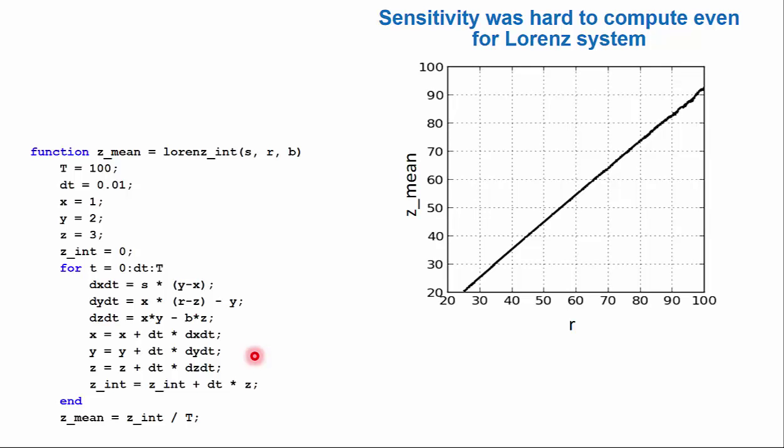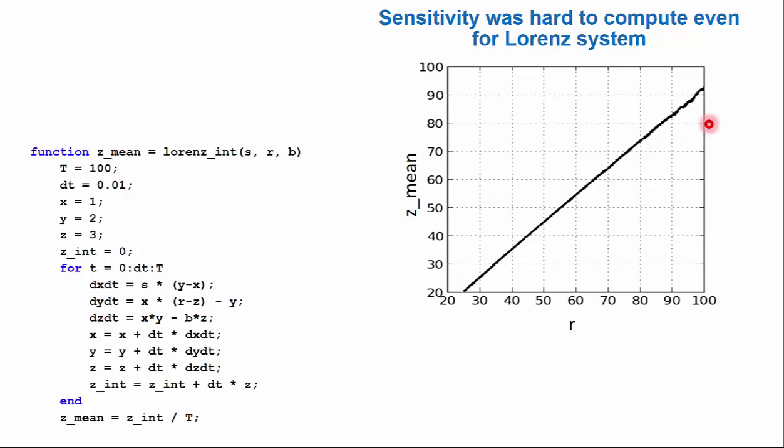I took the code and swept over a range of R. I fix S and B and sweep over a range of R. R is the Rayleigh number, basically a non-dimensional parameter of how much temperature difference there is between the two plates. And this is the mean of Z, which represents how much circulation I get, the time average circulation. It looks like a very smooth function, right?